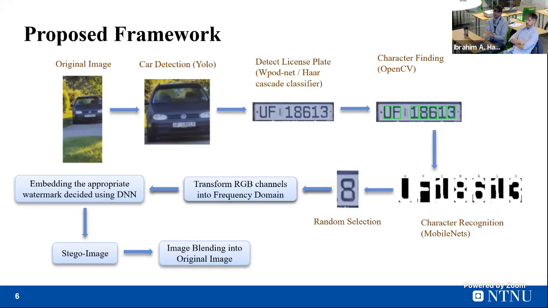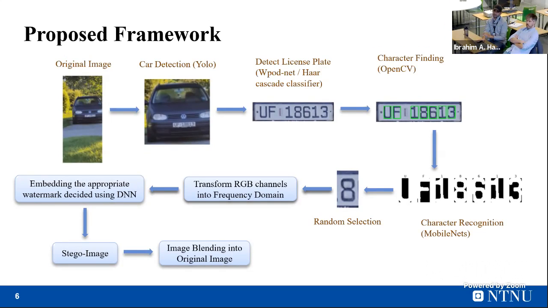So here is the proposed framework. We take the original image and use the existing technique of YOLO to detect the car. After that, we tried WPODNet for detecting the license plate, but the speed of this algorithm is not good. It's very low. So we are thinking about using the Haar cascade classifier, which is simple, machine learning based, and very fast. If we are able to detect the number plate using this technique, then we will go for the Haar cascade classifier.